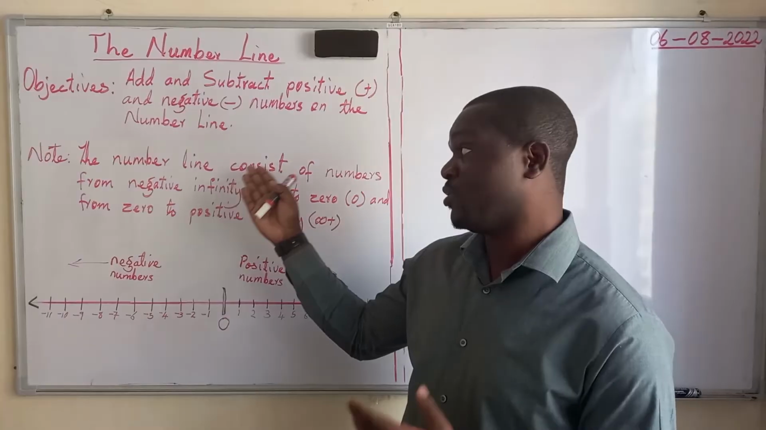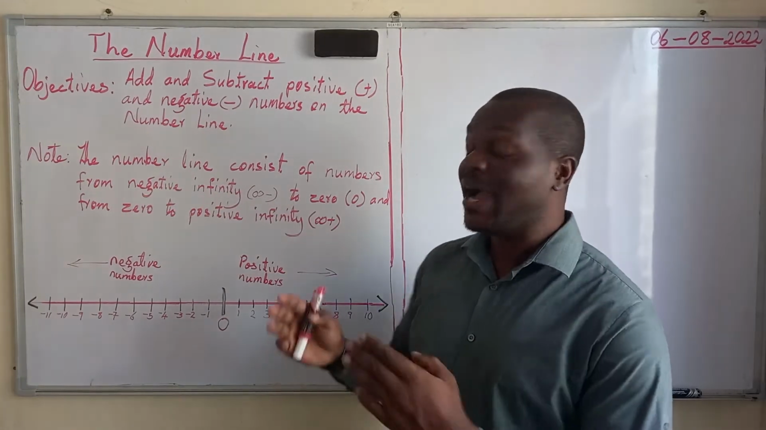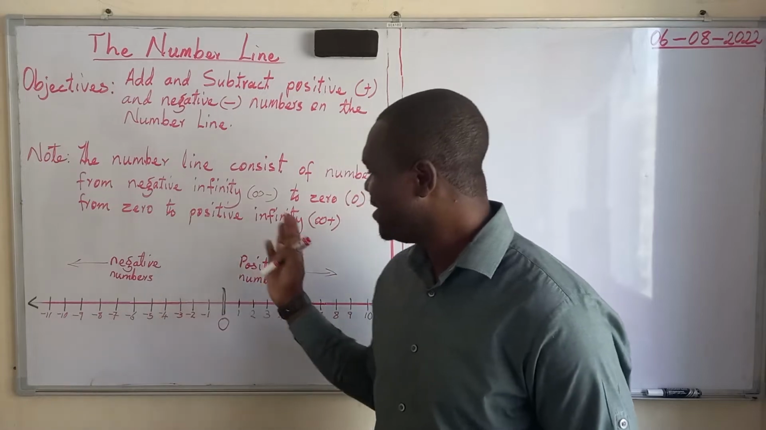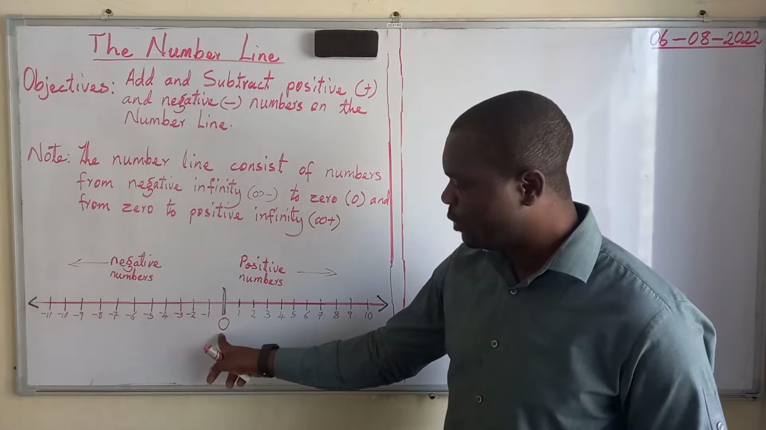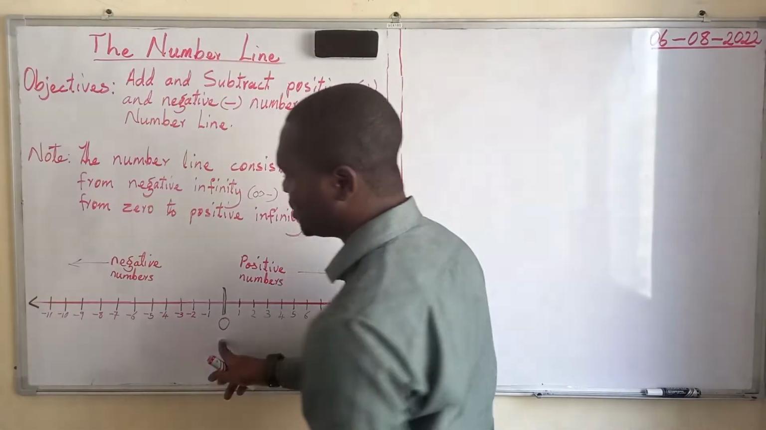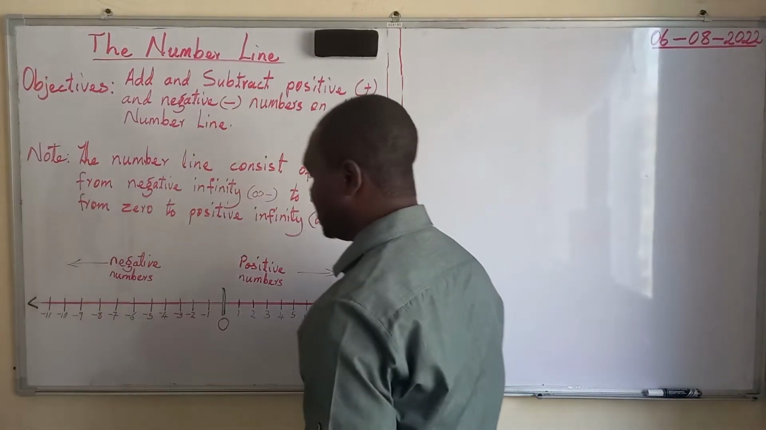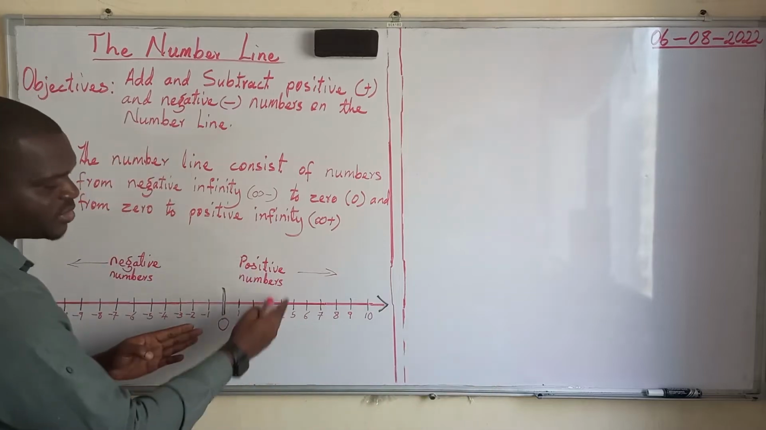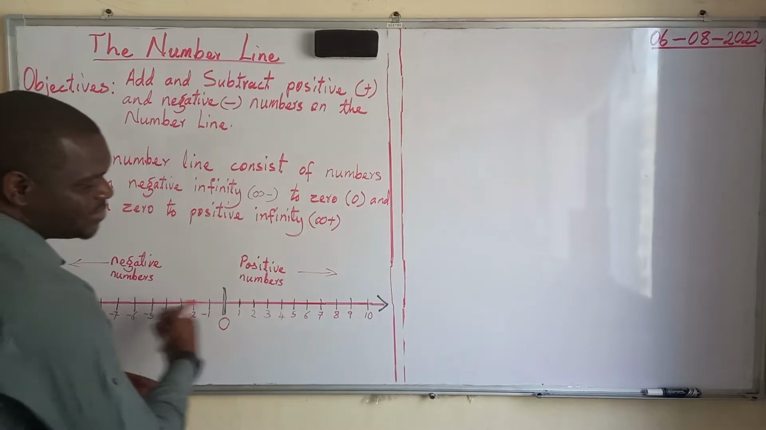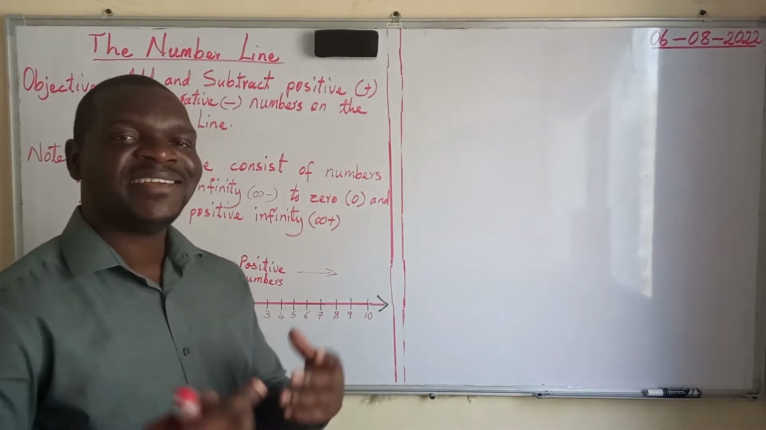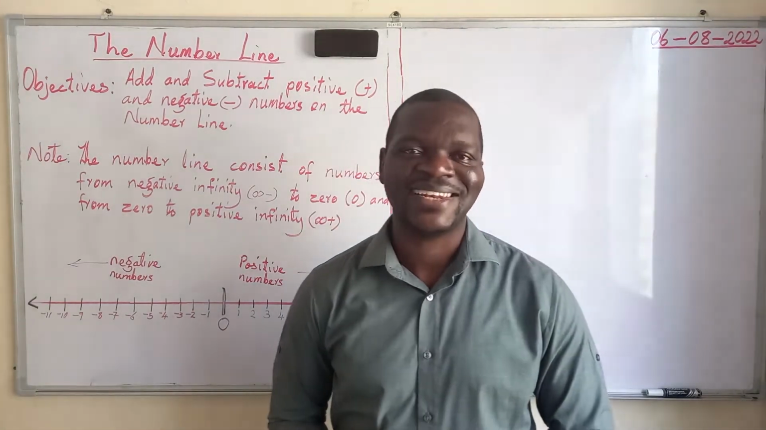The number line consists of numbers from negative infinity to 0 and from 0 to positive infinity. This is explained here. As you can see, this is point 0, and from 0 to the left is what we call the negative numbers. This goes on to infinity, and to the right we have positive numbers, which equally go on into infinity. So this is basically what we mean by negative and positive numbers, which make up the number line.